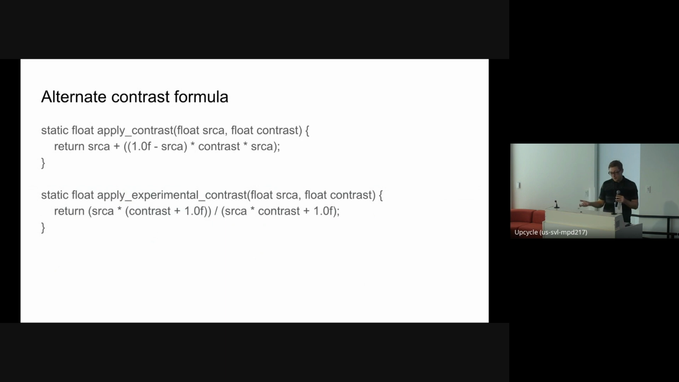The top one is the current one in Skia. Pretty simple. Takes 2 floats, returns a float, some adds and subtractions, and nothing too fancy. The DirectWrite inspired one is the bottom one. It's called experimental contrast. I'm not quite sure where that name came from, but you can see they're pretty similar.